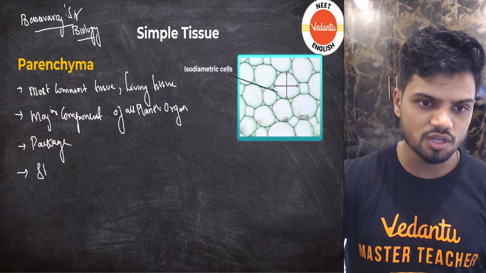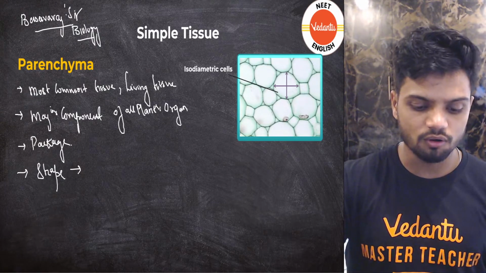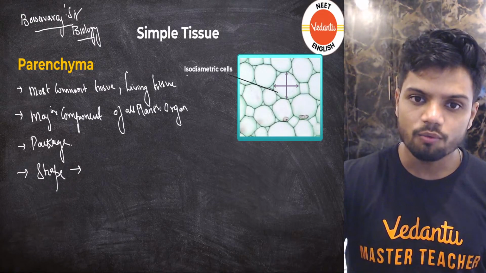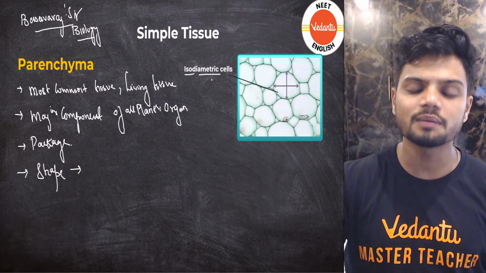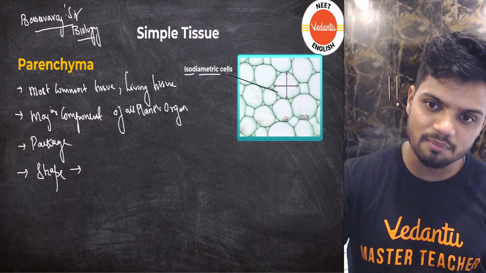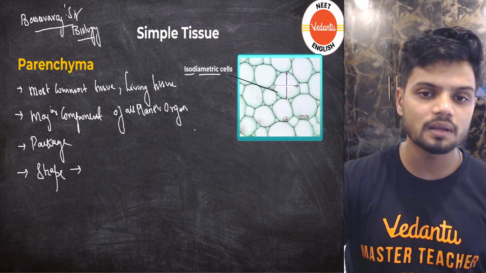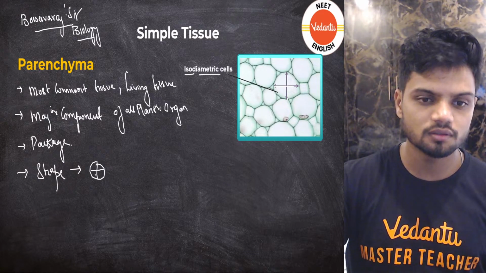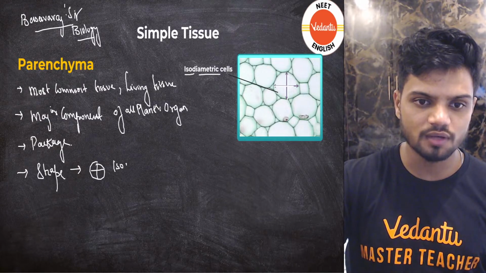The shape, can you see the shape here? The shape is almost isodiametric. What is the meaning of iso? Iso means same, diametric means diameter. So they have the same diameter throughout. Isodiametric.